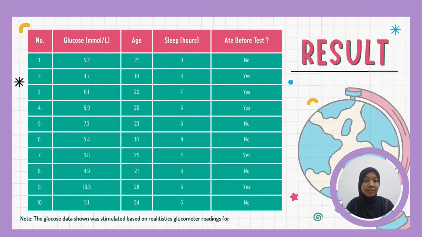This is the simulated result for our experiment. In this simulation, the blood glucose data was assumed to be collected from multiple patients as part of a clinical trial, where the goal is to evaluate the accuracy and reliability of a glucometer device. We recorded 10 glucose readings in millimole per liter and included additional information such as age, sleep hour, and whether the person ate before the test, since this factor can affect blood glucose level.